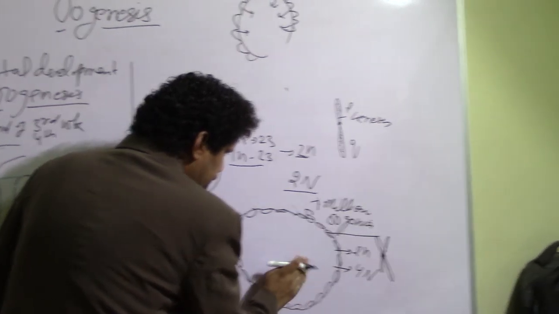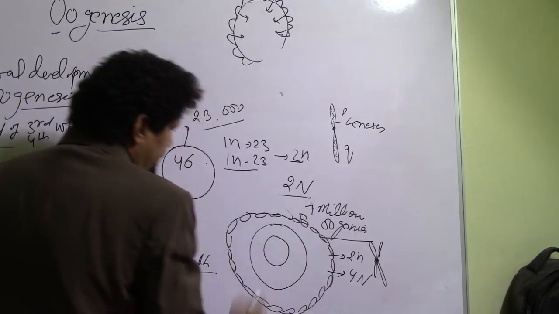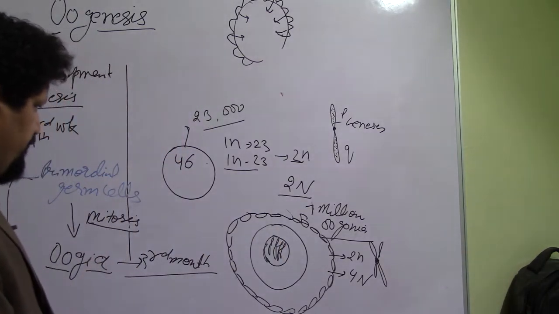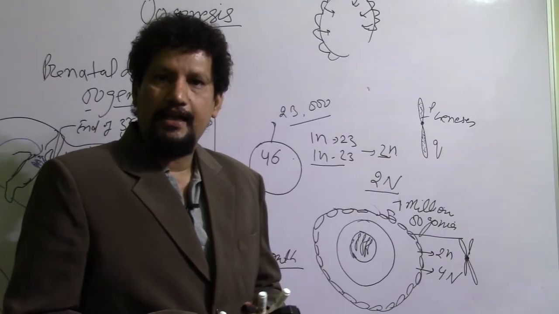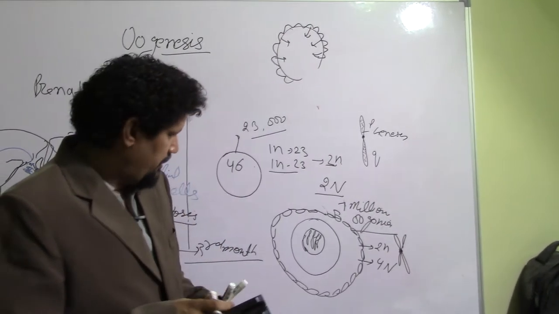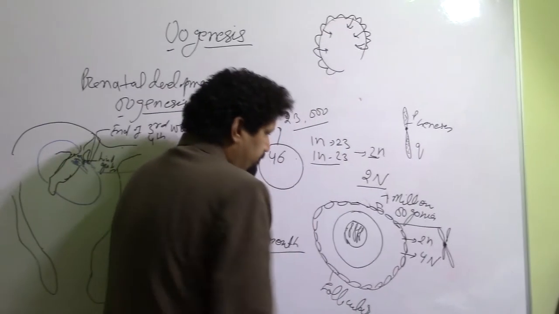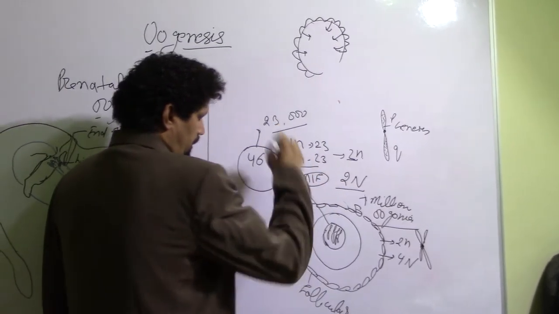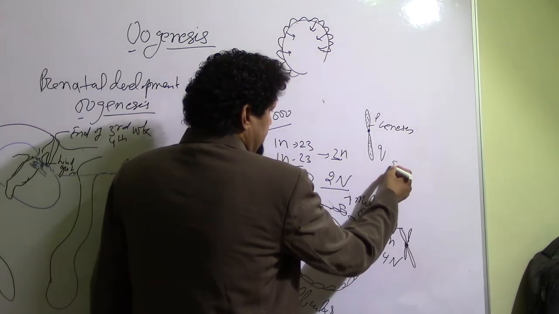As time passes, the size of the primary oocyte will increase. The nucleus will be enlarged due to condensed chromatin material. So this structure, which has a primary oocyte that has entered the first meiotic division, is arrested in prophase of the first meiotic division. The covering cells are known as follicular cells. These follicular cells secrete meiotic inhibitory factor.